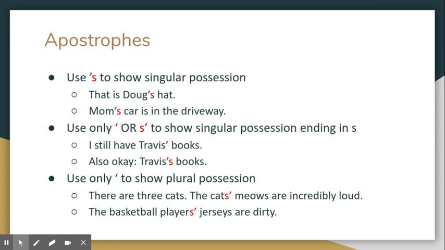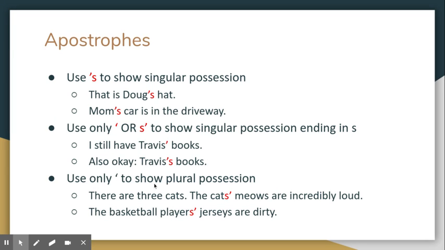Okay, apostrophes. We use apostrophe S to show a singular possession. That is Doug's hat. There's only one Doug. Mom's car is in the driveway. There's only one mom in this case. So we have that apostrophe S. You can use only an apostrophe or apostrophe S to show singular possession ending in S. So both of these are correct. I still have Travis' books, or Travis's books. Both are perfectly fine to use.